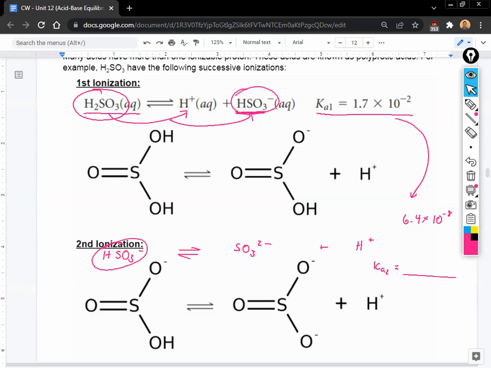Yeah, what's up? Oh, that's going to be a Ka2, sorry. The Ka2 is 6.4 times 10 to the negative 8. Sorry about that. That arrow was very confusing.